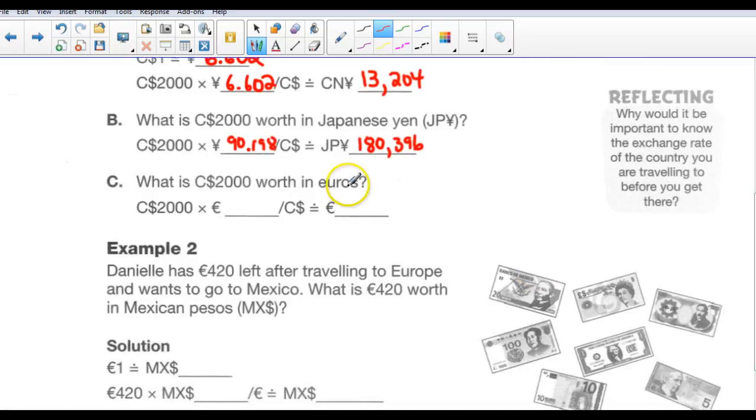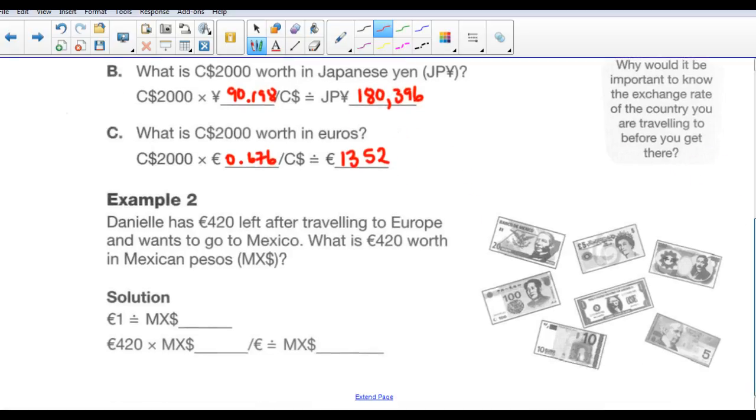What is $2,000 worth in euros? Well, $2,000 times the exchange rate of 0.676, because according to the chart, that's what the conversion rate is for euros, and that gives us an answer of 1,352 euros. Okay, so we get less. So those are how you do conversions to 3 popular countries.